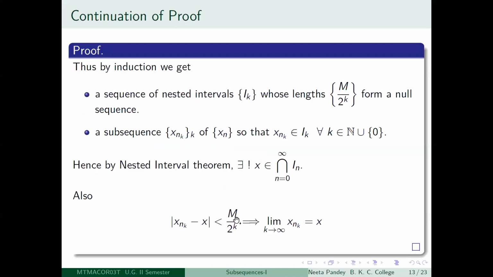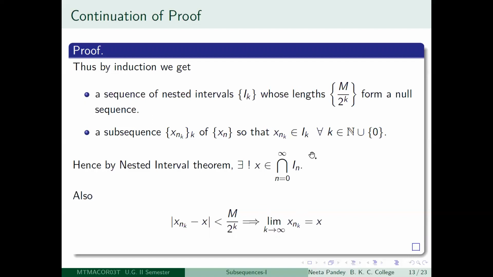Very good. So at least you have constructed a sequence of closed and bounded intervals whose lengths form a null sequence, right? If you look at the limit as k tends to infinity of m divided by 2 to the power k, that will be 0, right? So you do have such a thing. Not only that, you have also constructed a subsequence x_{n_k} of the original sequence x_n, so that x_{n_k} belongs to I_k for every non-negative integer k, for k = 0, 1, 2, 3, etc.